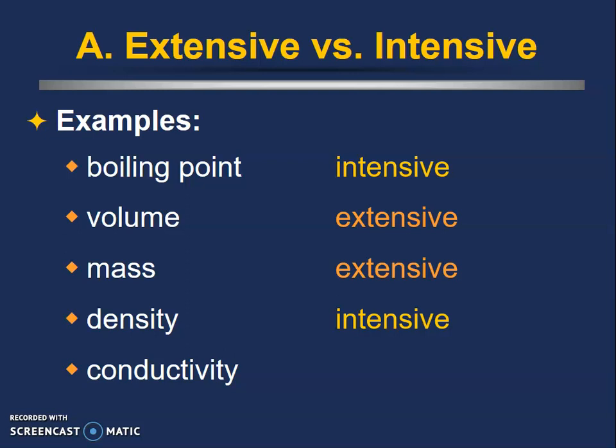Think about holding a piece of lead and holding a feather, right? That lead feels much heavier because it's denser. Its atoms are packed much more closely and tightly together than that feather. Okay, what about conductivity? That means how well it transfers electricity through it. Is that intensive or extensive? That one is intensive. It depends on it. Metals, highly conductive, transport electricity very well. Plastics, don't transfer. They're not very conductive.